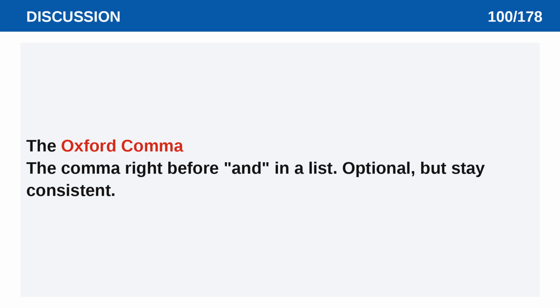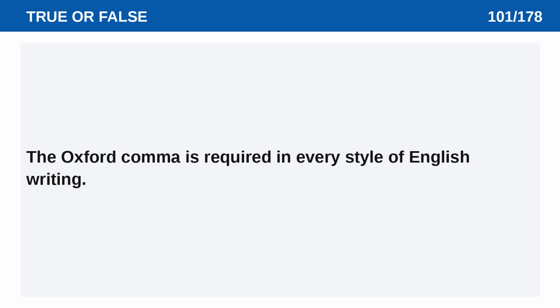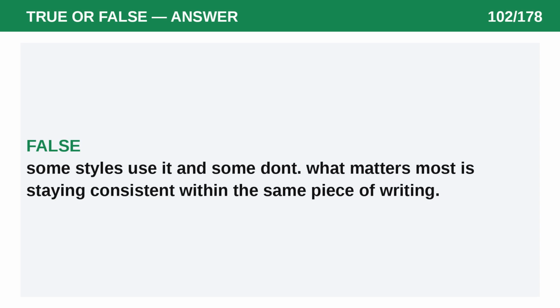You may notice a comma right before the word and, at the end of the list. This is called the Oxford comma. Some writers use it, some don't. Either way is acceptable, as long as you are consistent. The Oxford comma is required in every style of English writing. That's false. Some styles use it and some don't. What matters most is staying consistent within the same piece of writing.